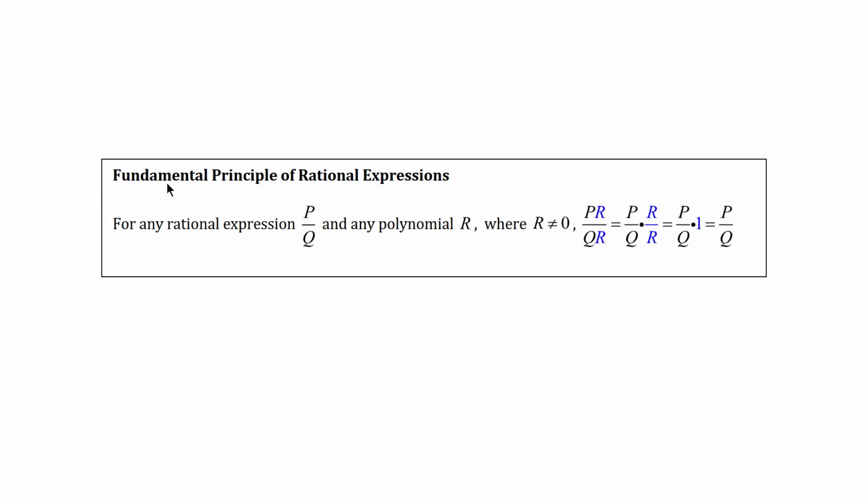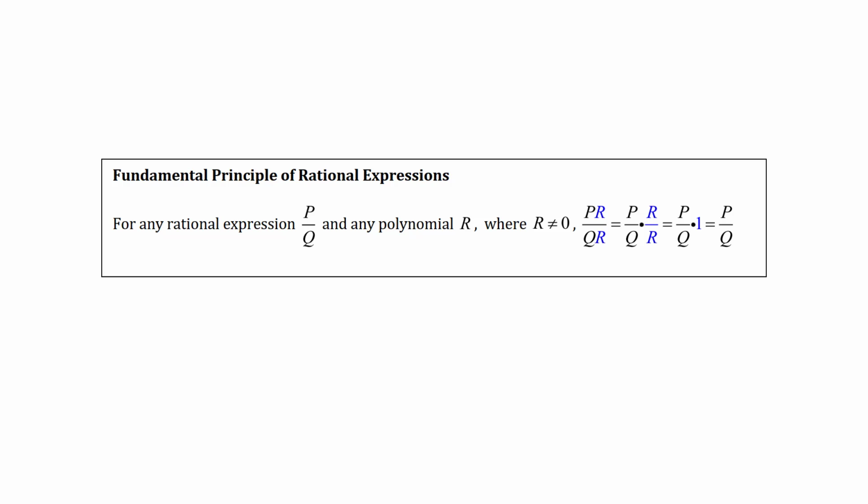Next, we have the fundamental principle of rational expressions. It states here for any rational expression p divided by q and any polynomial r, where r is not equal to 0, we have pr divided by qr is equal to p divided by q times r divided by r. This is equal to p divided by q times 1, which is equal to p divided by q.